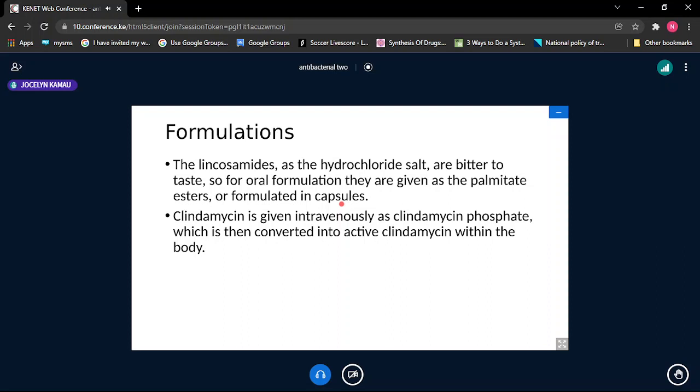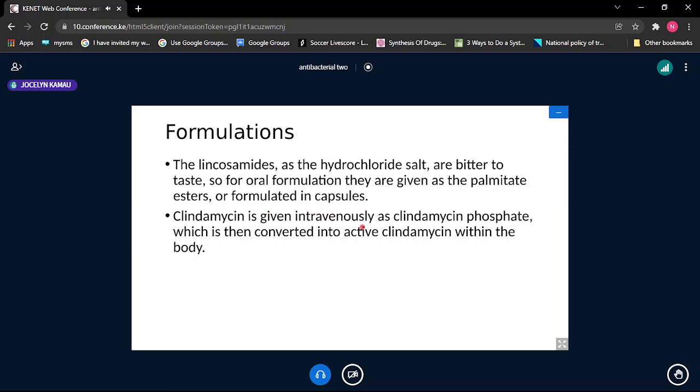Alternatively, you can do esterification of the 2' hydroxyl group with palmitic acid to give you the palmitate ester hydrochloride. So you give it as a palmitate ester hydrochloride. The hydrochloride is still necessary because, especially when you do the palmitate ester, you're really going to reduce the water solubility. So the acid salt is very important for compensation of water solubility.